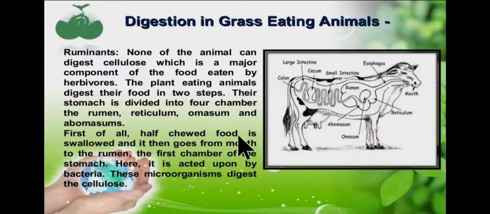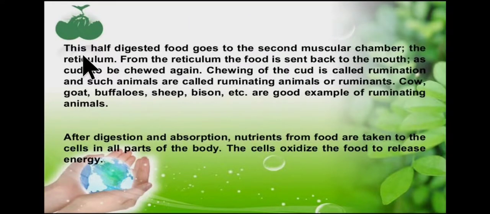First of all, half-chewed food is swallowed and it then goes from mouth to the rumen, the first chamber of the stomach. Here it is acted upon by bacteria. These microorganisms digest the cellulose. This half-digested food goes to the second muscular chamber, the reticulum. From the reticulum, the food is sent back to the mouth as cud to be chewed again.